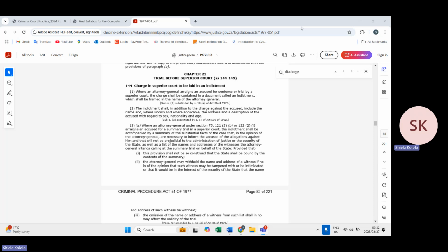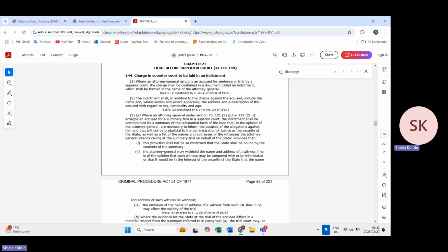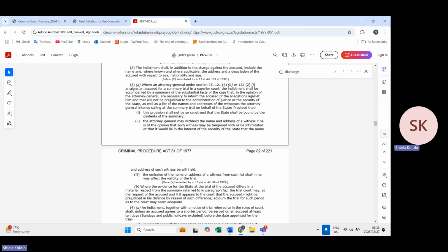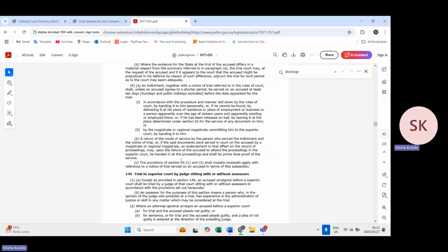So they may ask you to explain the difference between an indictment and a charge sheet. Then you know that the charge sheet applies in your lower courts and the indictment applies in your superior courts. And it is framed by the Attorney General, also known as the DPP, and must include basically the details of the accused as well as the crime that is being brought against them.